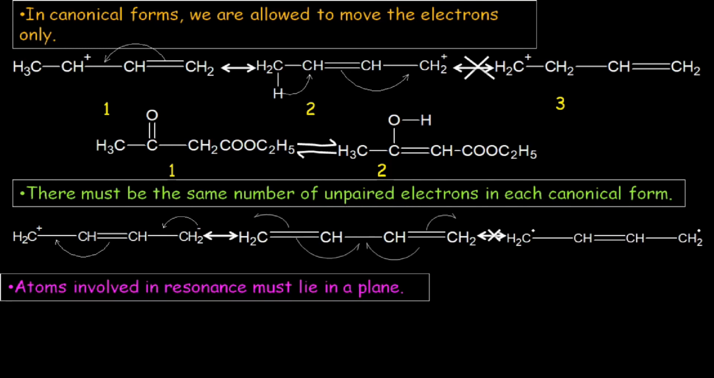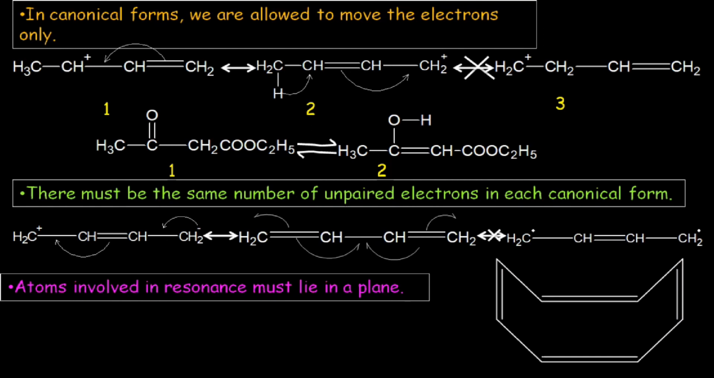Atoms involved in resonance must lie in plane. This is the cyclooctatetraene molecule. This is a tub-shaped molecule in which conjugated double bonds are present, but these are not in plane. So there is no resonance in cyclooctatetraene.